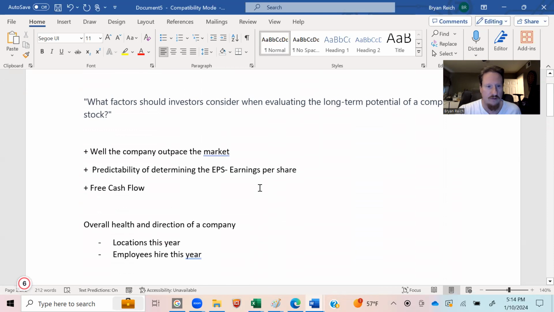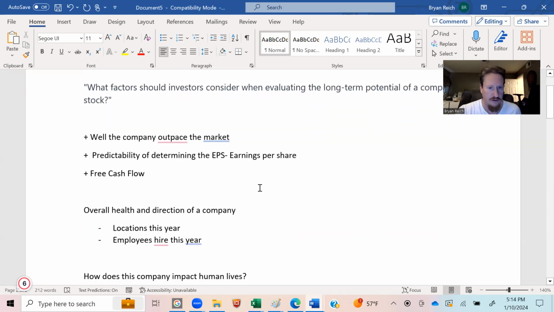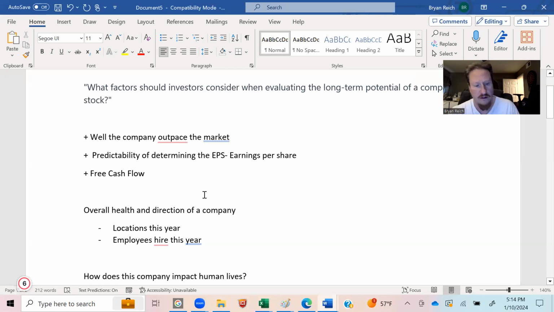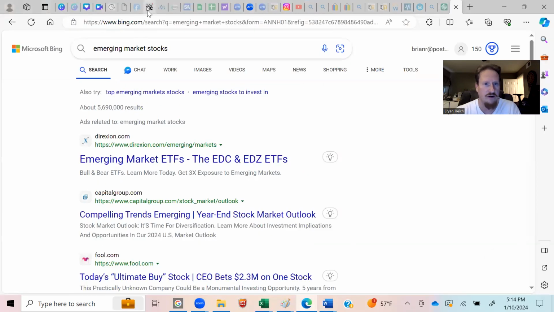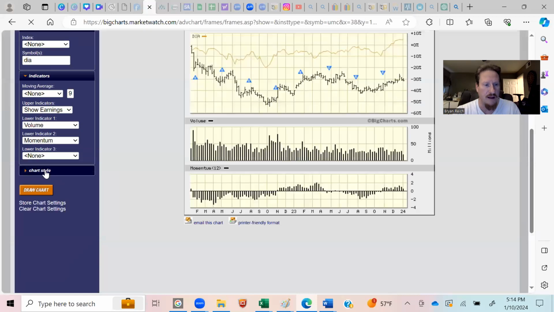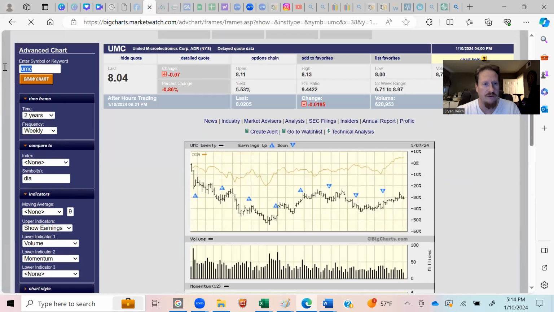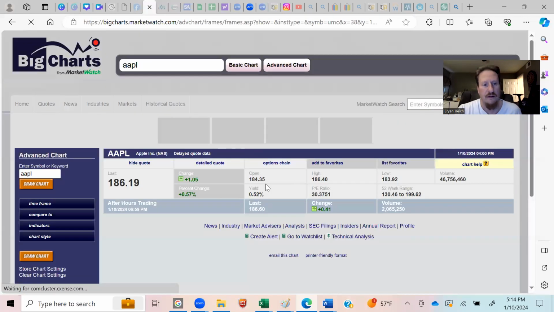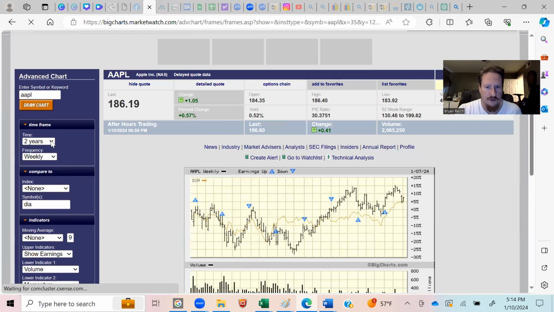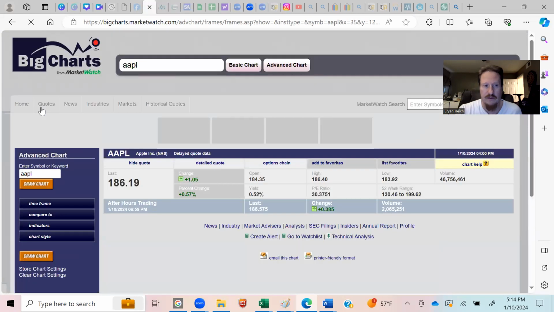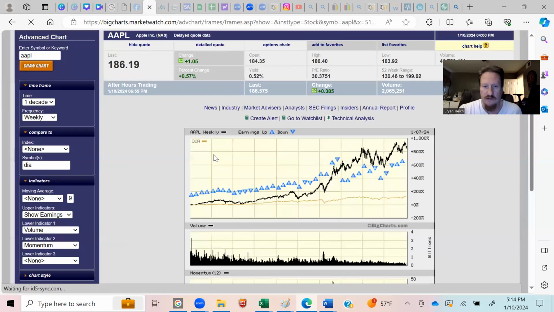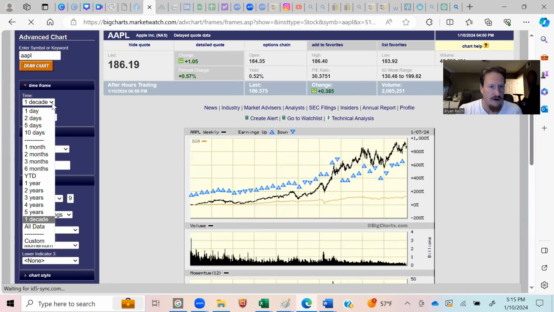Other than that, the first question was really good, and I'd like to go with a deeper dive into that. Can a company outpace the market? I use my friend Big Charts for that to determine that. So we go into Apple. In 2 years, you can see Apple has outpaced the market a little bit, and we'll take it to 10 years. They really have crushed the market.